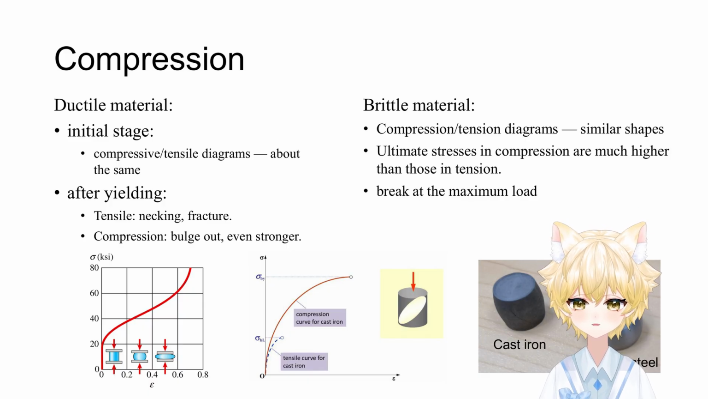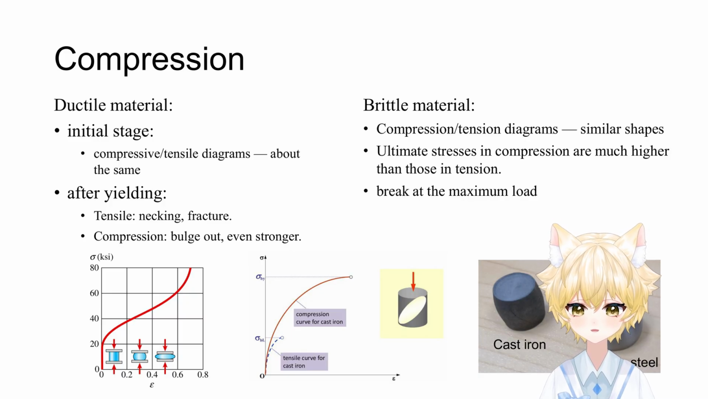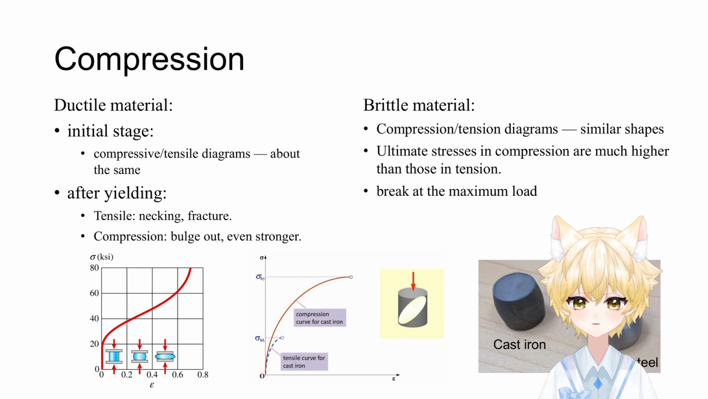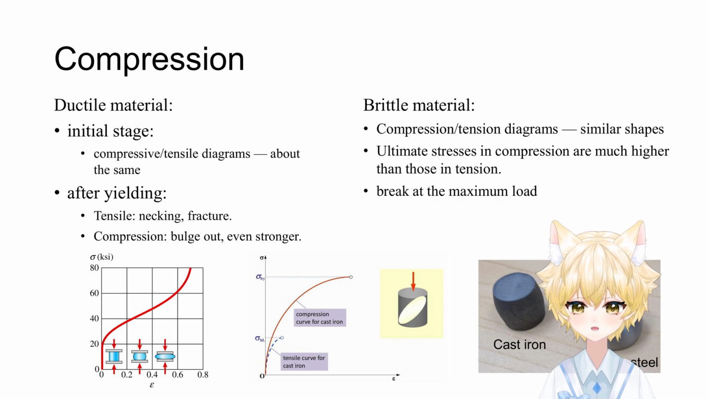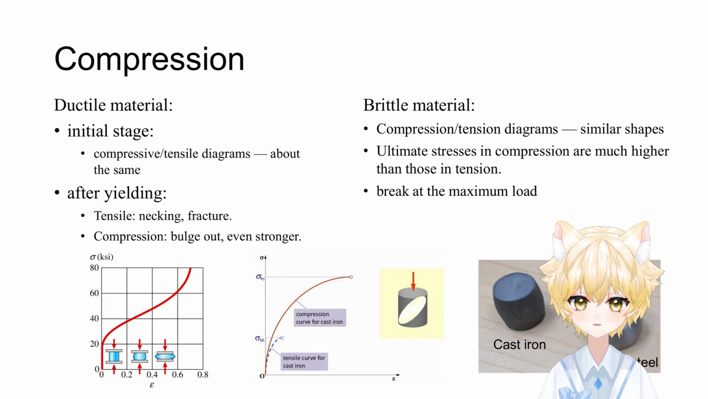Now consider brittle materials such as cast iron. For brittle materials, the stress strain curves in tension and compression have similar shapes, but the key difference is the strength. The compressive strength is usually much higher than the tensile strength. As a result, brittle materials are often used in compression but avoided in tension. Concrete is a classic example of this behavior.